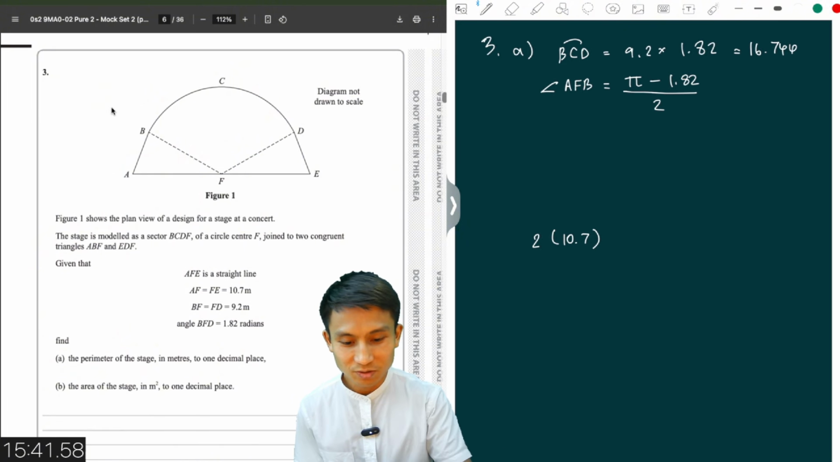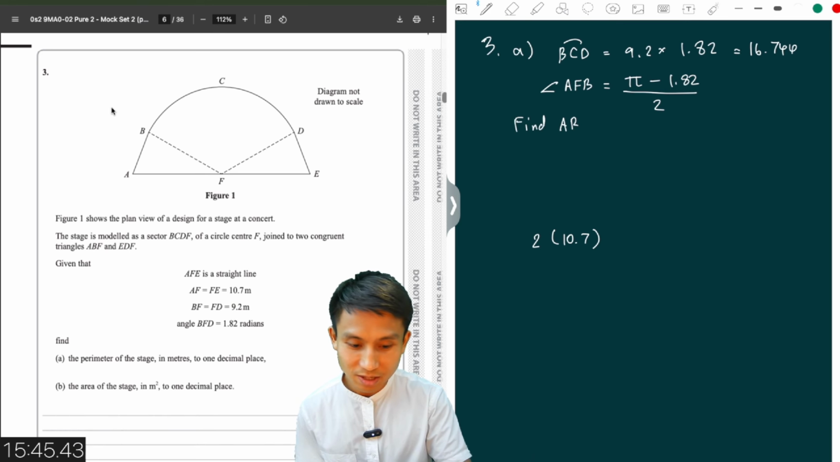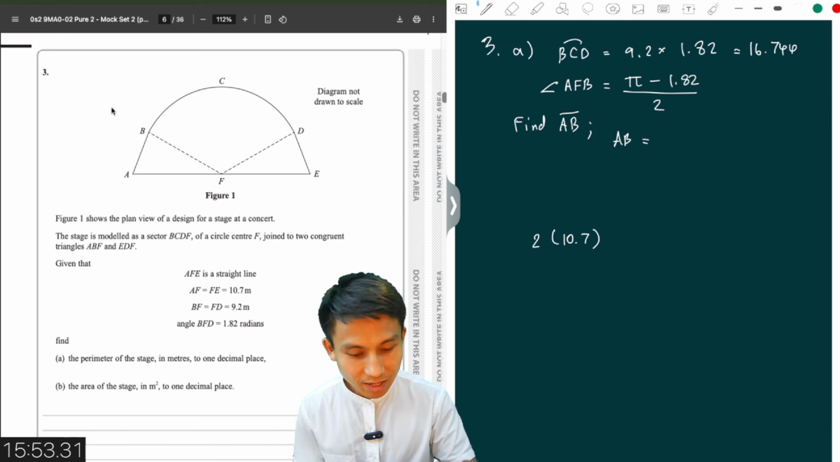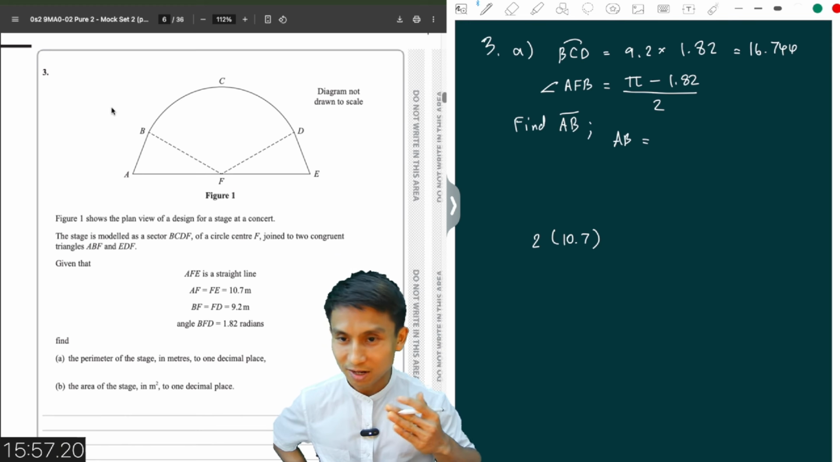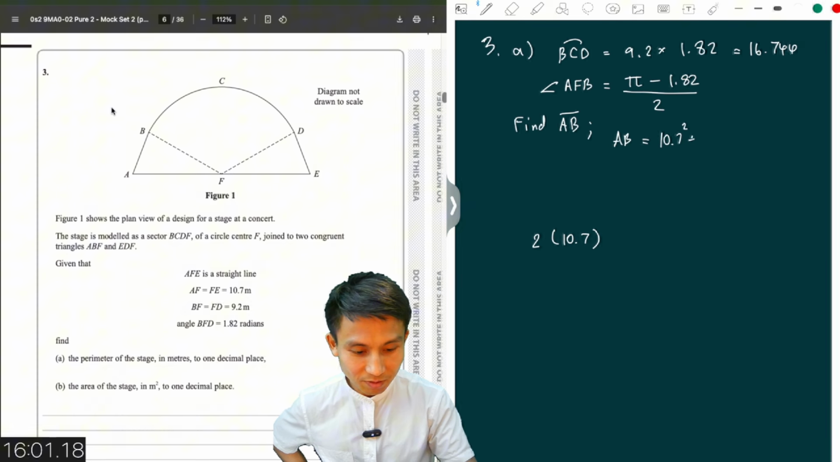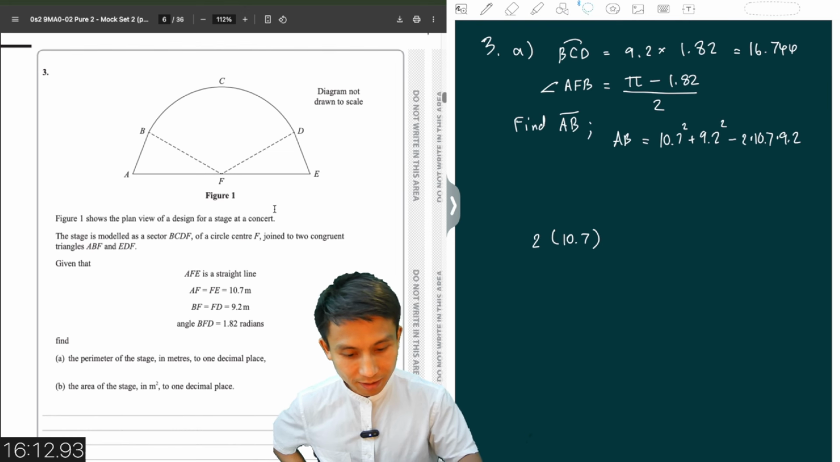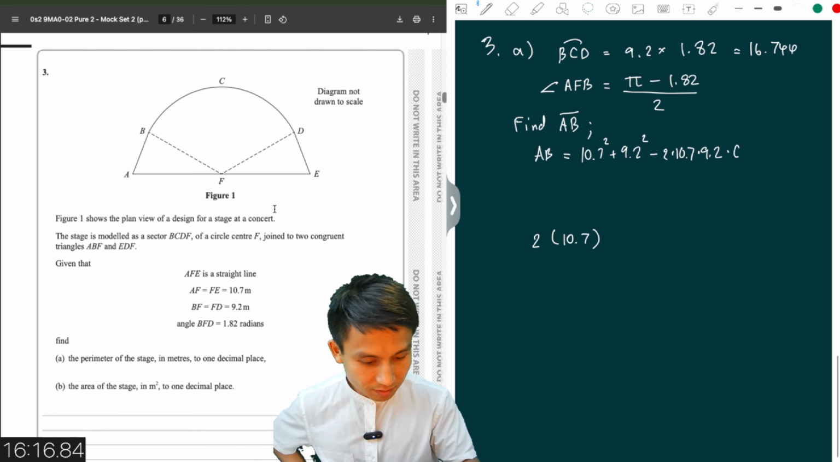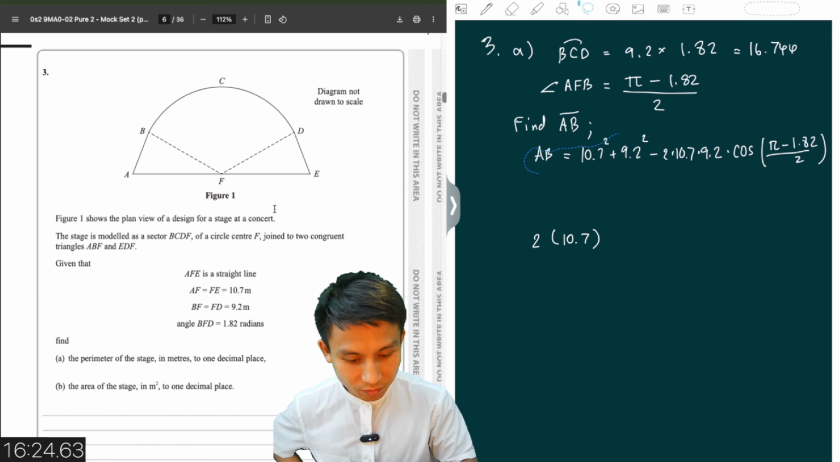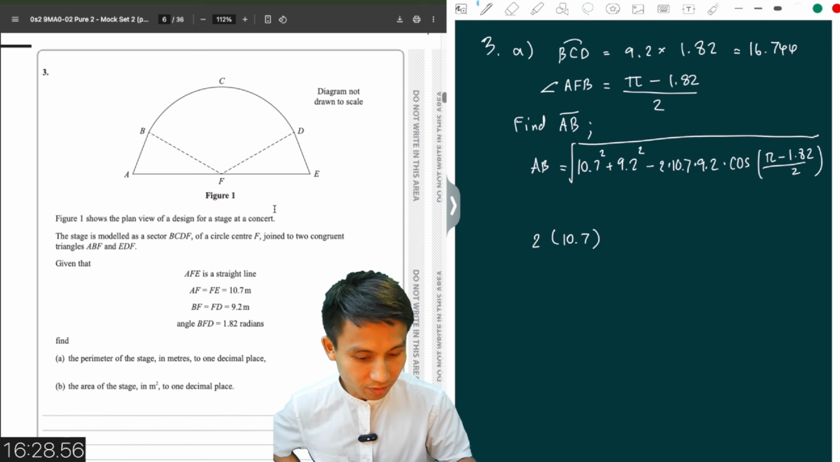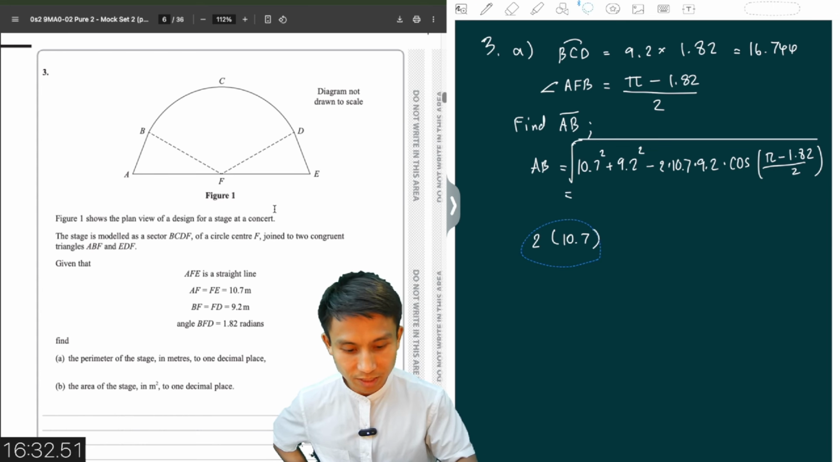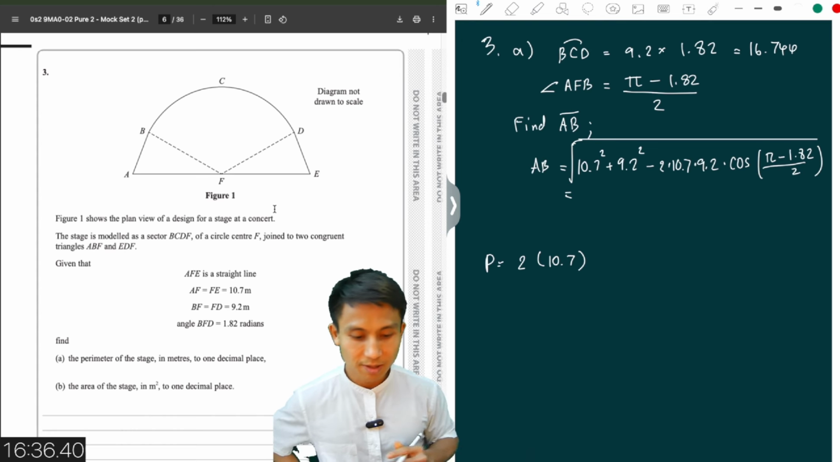We know this side, this side, and the angle here, so we can find AB using the cosine rule. So use cosine rule to find AB. AB squared, or I'm just going to do the square root already. AB is each of the sides squared and added up, so AF is 10.7 squared plus BF squared, 9.2 squared, minus 2 times both of them, and cos theta. This is cos of the angle there that we just got, in radians, of course. And this is all in the square root. Okay, so that's just AB. And we're going to find the perimeter P after we get AB.